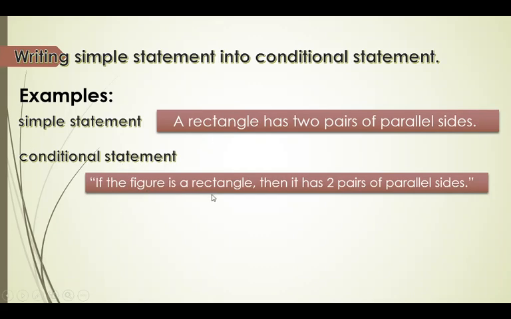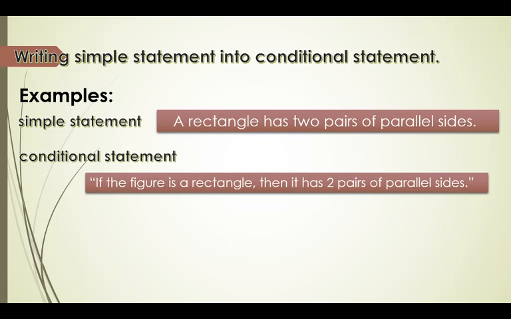Then, ano raw yung rectangle? Then, it has 2 pairs of parallel sides. So, kung mapapansin nyo sa ating conclusion na then, nandoon na yung predicate, yung tumutukoy doon sa rectangle. Yung rectangle daw ay, it has 2 pairs of parallel sides. So, the conditional statement is, if the figure is a rectangle, then it has 2 pairs of parallel sides.